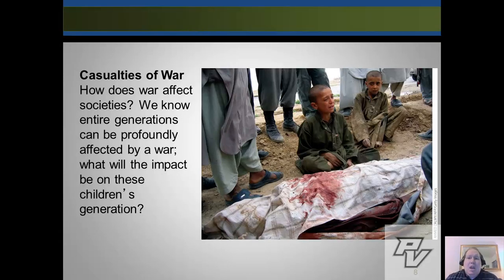Ultimately, as we wrap this chapter up, how does war affect societies? Every generation has been affected or touched by a war. In this country, you can talk about the Afghanistan and Iraq wars affecting this generation, the Vietnam War, the generation before, Korea, World War II, World War I. You go all the way back. Every generation of Americans has been defined by one great war. So what will the impact of these be on the children's generation, and what will the next war be?